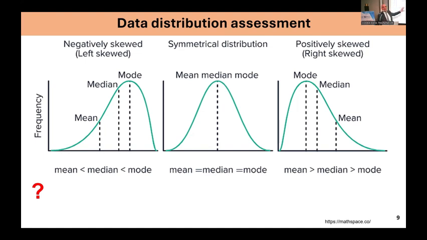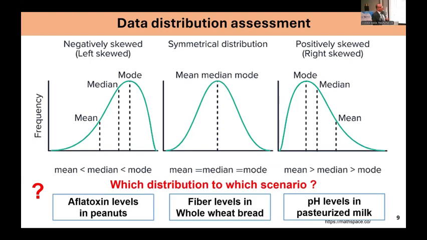So we have three situations. We have normal distribution data, negatively skewed distribution data, and positively skewed distribution data. I will give you three scenarios, and you will tell me which scenario is related to which situation. We have, first of all, aflatoxin levels in peanuts, fiber levels in whole wheat bread, and pH levels in pasteurized milk. So those are three scenarios.